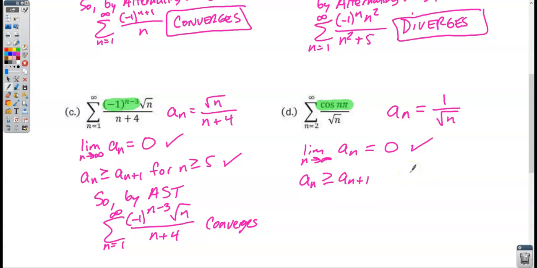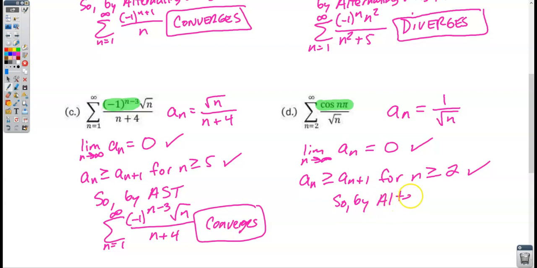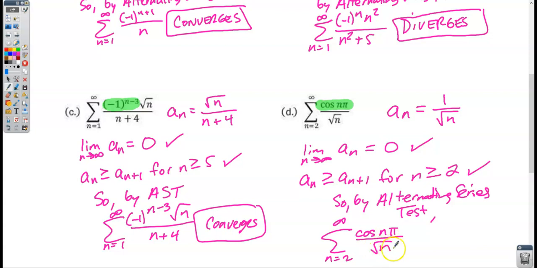And then if we investigate, it's not hard for us to see that a sub n is greater than or equal to a sub n plus 1, because as n gets bigger, the square root of n gets bigger, which makes this fraction smaller. So this is true for n greater than or equal to 2, since that's where my summation starts. Therefore, by the alternating series test, the sum from 2 to infinity of cosine of n pi over the square root of n converges. And that's the alternating series test and how we're going to use it.